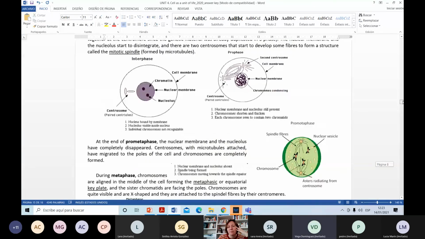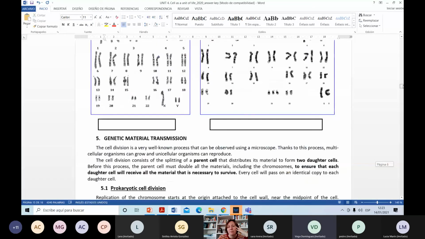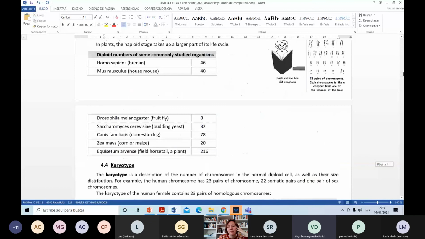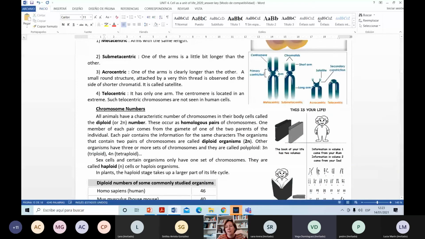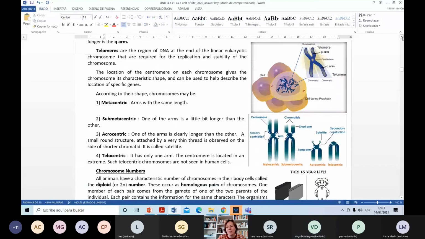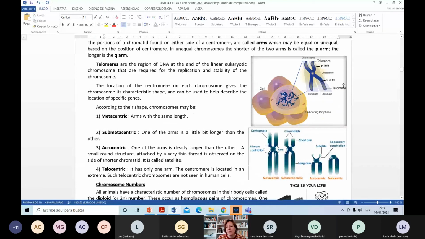The chromatid is like the one that has the shape of, yes, that one. Venga, pero dime qué parte es. Chromatid is one half of the chromosome, okay? This half of the chromosome, this part, that is the chromatid.